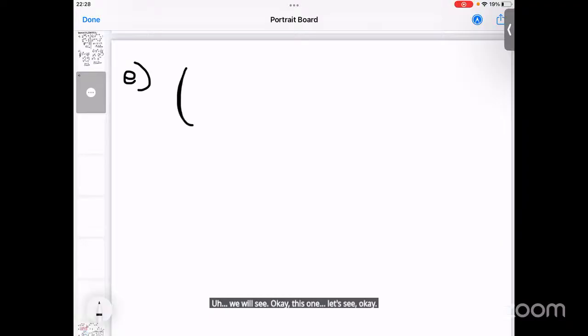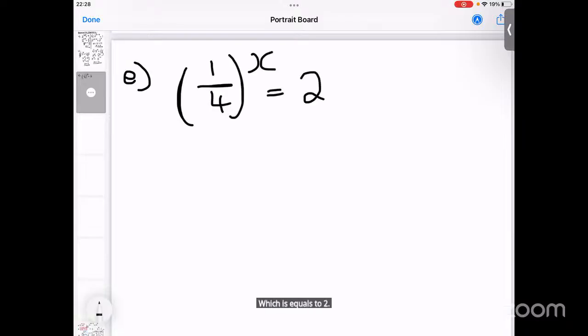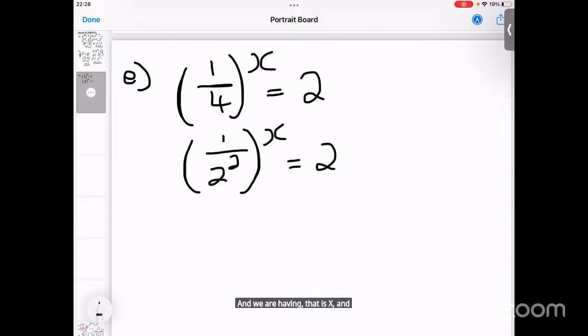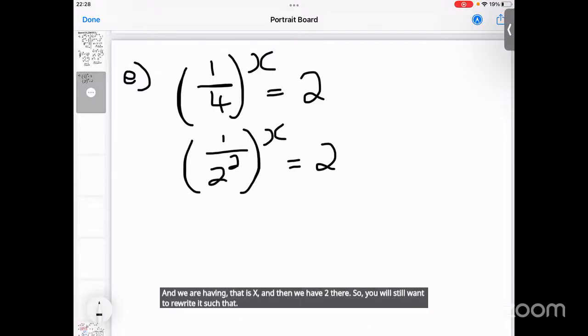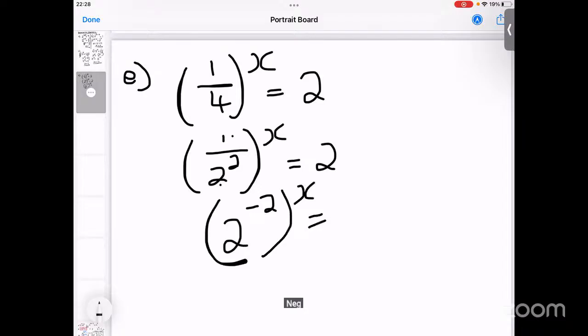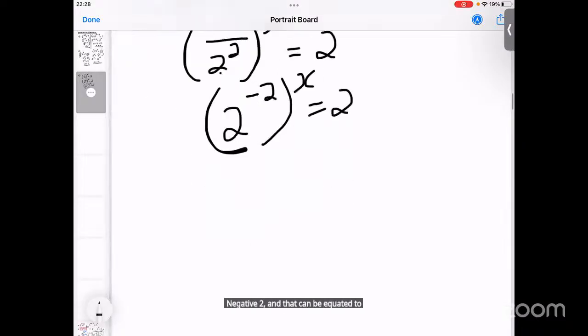Okay, this one, let's see. You are given 1 over 4, and then that is to the that, which is equal to 2. Most importantly, we do know very well that 4 is the same as 2 to the that, and we are having that as x, and then we have 2 there. So you will still want to rewrite it such that this thing goes to the numerator. Because you have 1, no need to write it, but you will just change the exponent from being +2 to being -2, and that can be equated to 2.